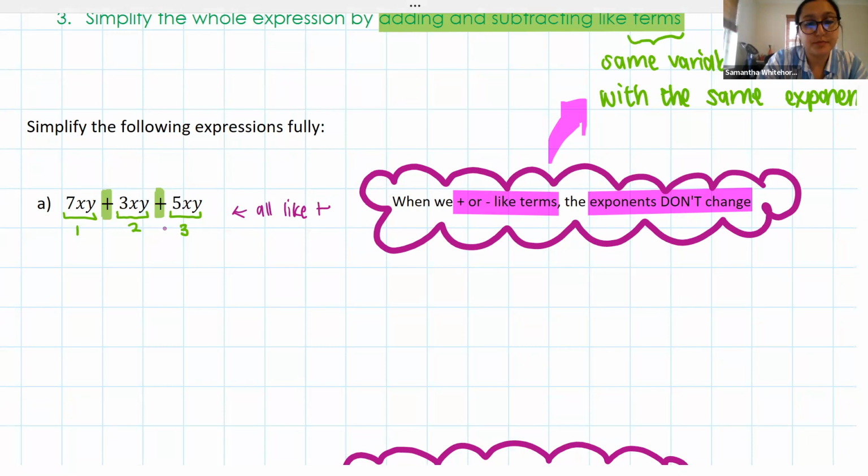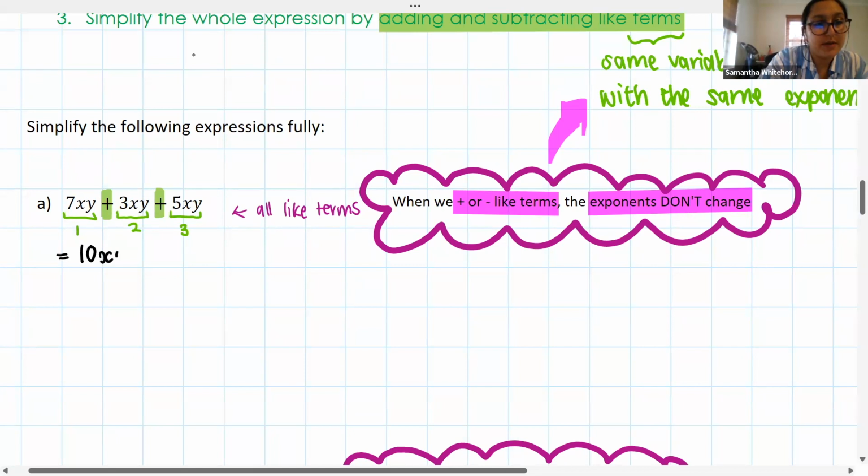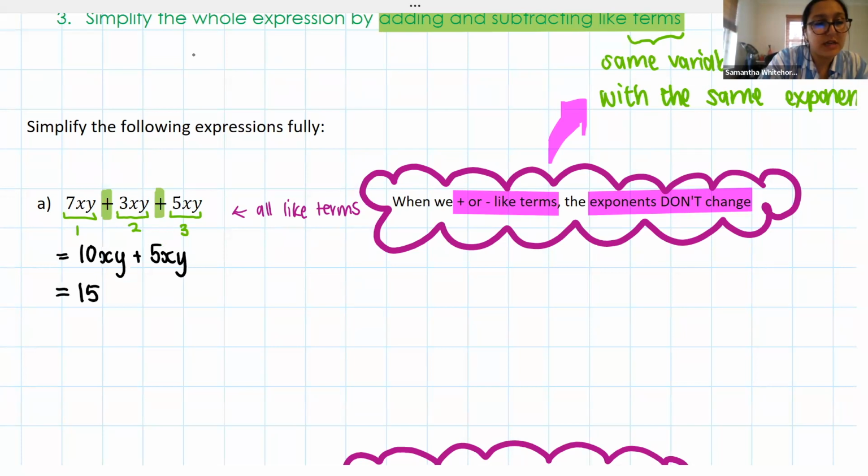Now, if you want to grab a highlighter and highlight your like terms, that's fine. But because we know they're all like terms, we can now add or subtract. Now, guys, you need to think of like terms the same way you would add values. You're not trying to change anything drastically when it comes to the variables. You've got 7xy's in one group. You're adding another 3xy's, and then you're adding another 5xy's. You still have only xy's, but now you're grouping all of them together. So 7xy plus 3xy gives me 10xy. If we do this step by step, then we still have to add the 5xy. So 10xy plus 5xy is 15xy.